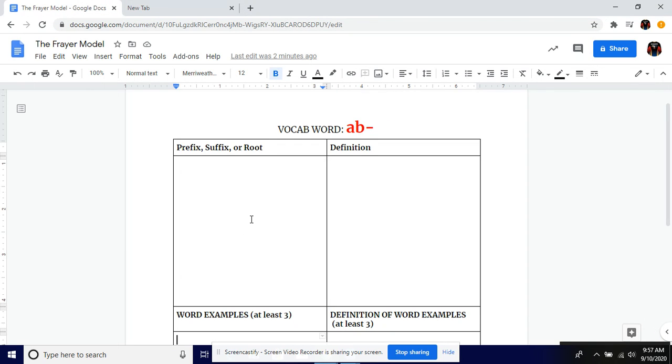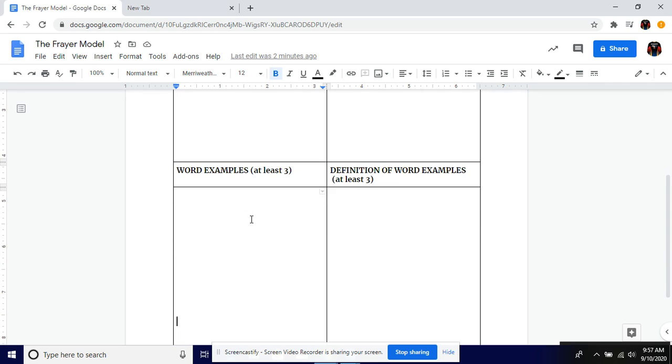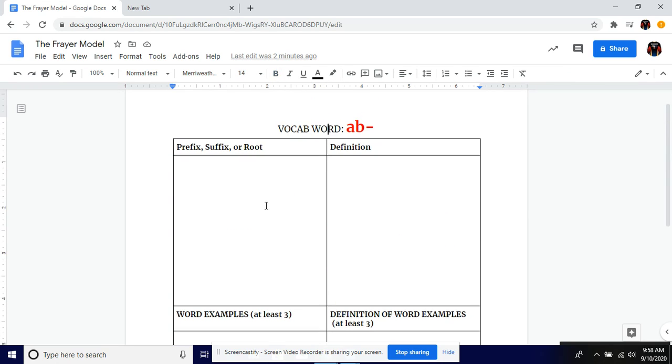I just want to go over the last two parts. So the last two parts of the Frayer model, once you've determined whether it was a prefix, a suffix, or a root word, and you determine the definition of that word part, you will come up with three word examples, at least three. And you will define those three word examples that you came up with. Preferably, it would be cool for you to find new words, aside from stuff that you've already known. Like I said, you have a Google Chromebook. You can always look it up online and find new words that have that beginning.